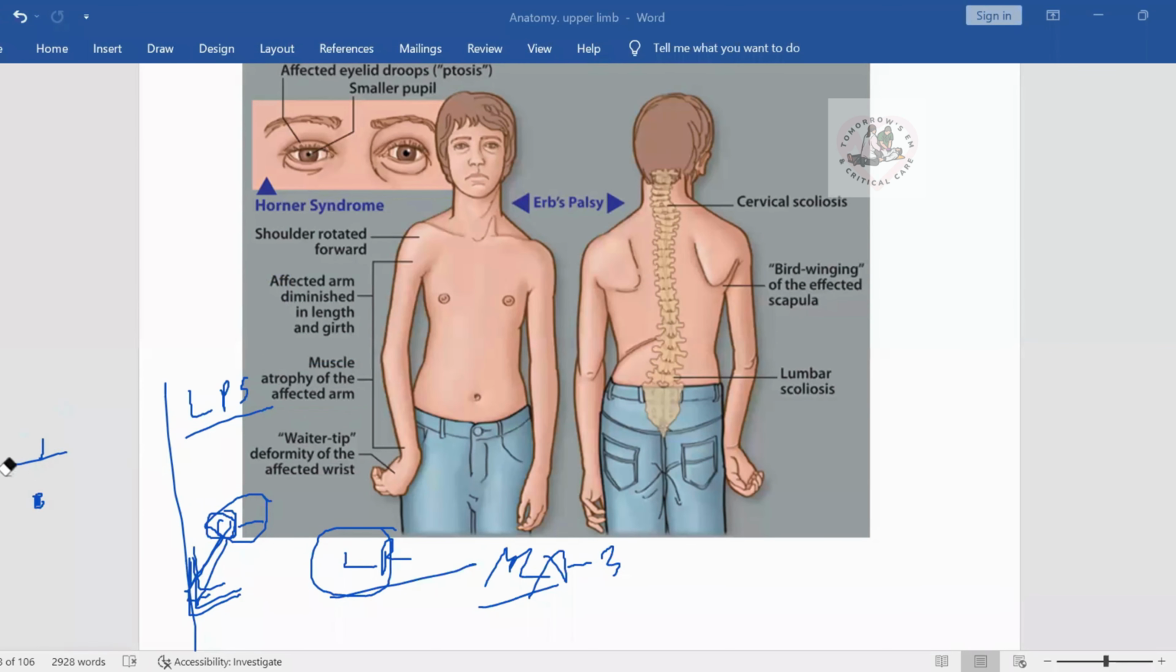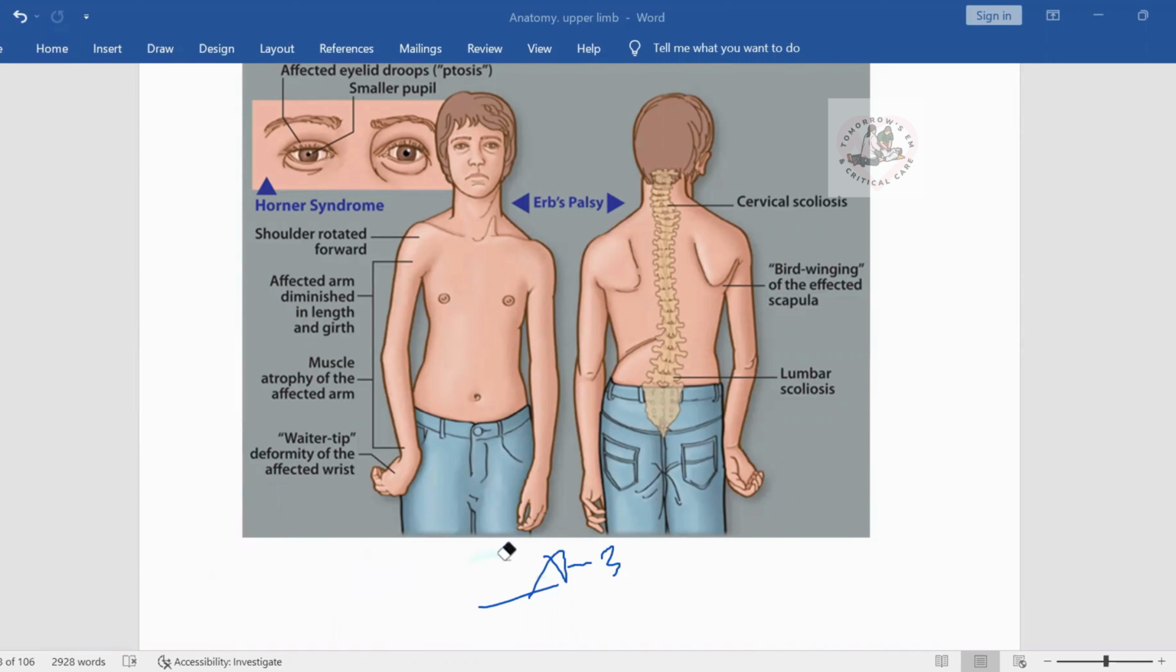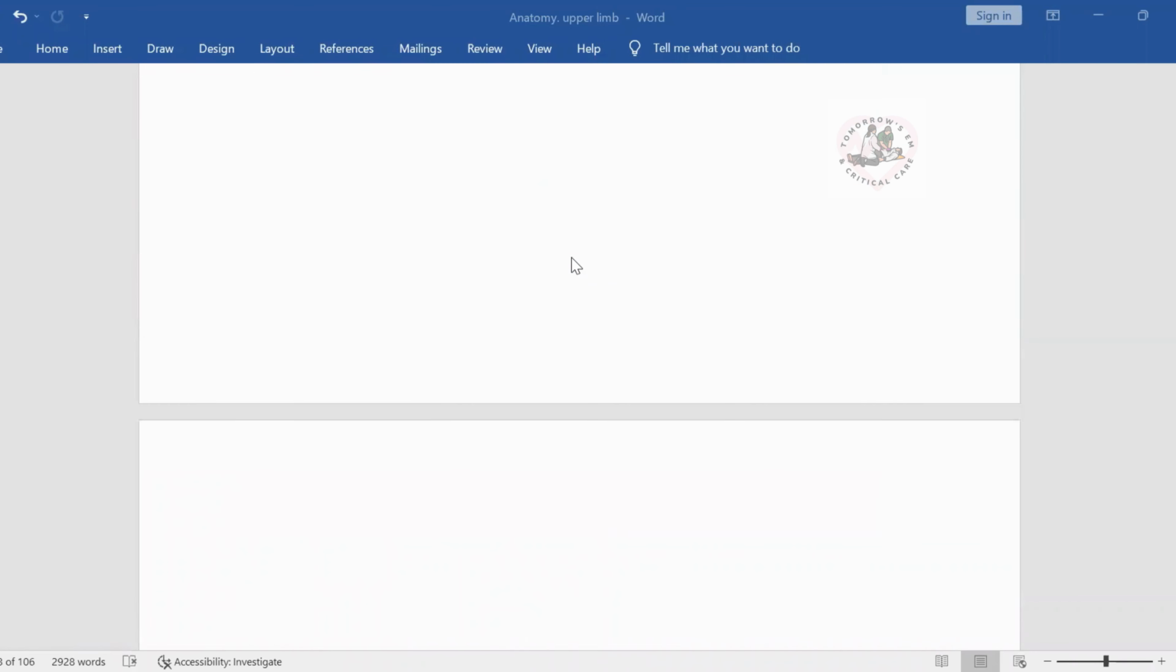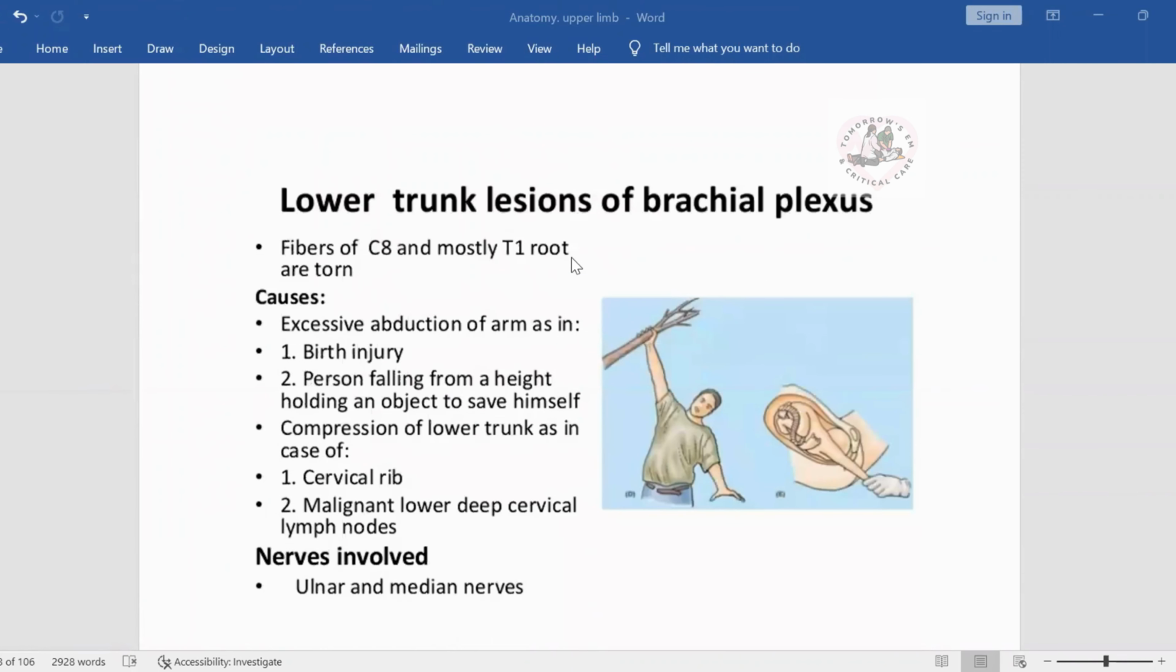One will have mydriasis, one will have meiosis. Yes. One is a dilated pupil, that is mydriasis, in case of cranial nerve three lesion. The other one, Horner's, is also meiosis. Okay, fine. So we have discussed lots of things regarding Erb's palsy. Now let's talk about Klumpke's palsy.